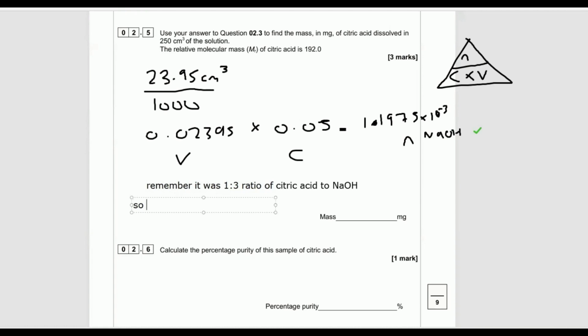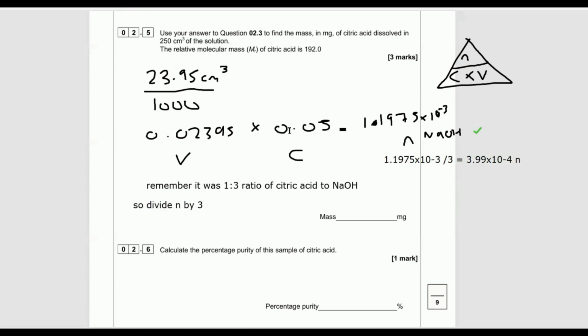So divide moles by 3. What we're going to do here, folks, is take our moles, 1.1975 times 10 to the minus 3, and divide those by 3 to get the moles of citric acid. So our moles of citric acid are going to end up being 3.99 times 10 to the minus 4. So we've got less moles of citric acid, obviously 3 times less moles.